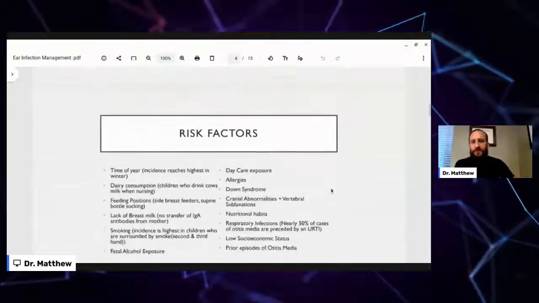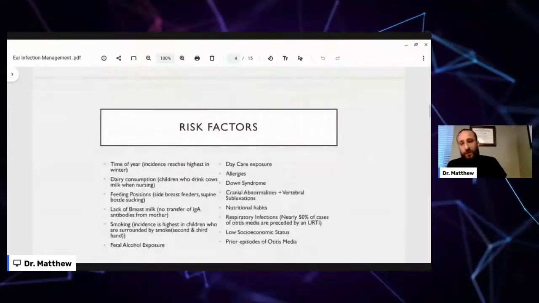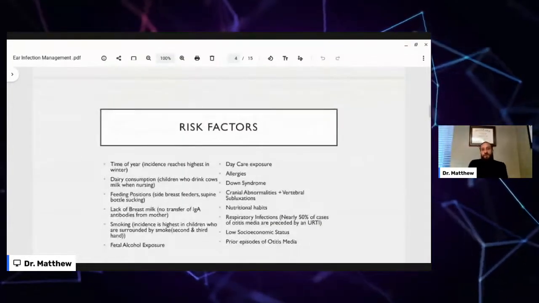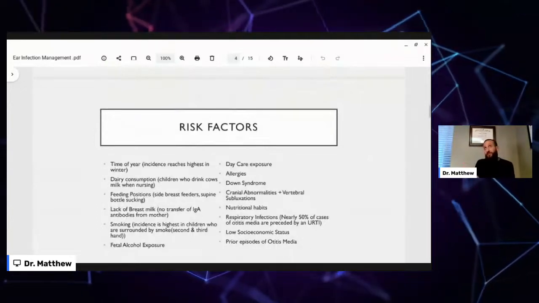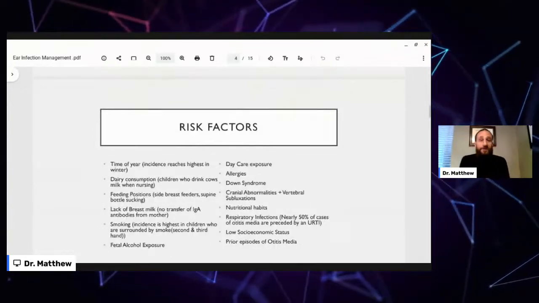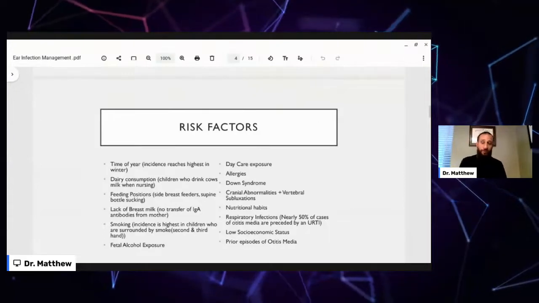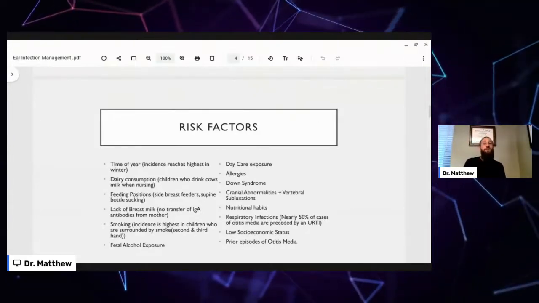Let's talk about risk factors. So who gets ear infections? Well, the quote that I used yesterday was, 5 out of 6 kids are going to get an ear infection before their 3rd birthday. So a lot of kids will get ear infections.